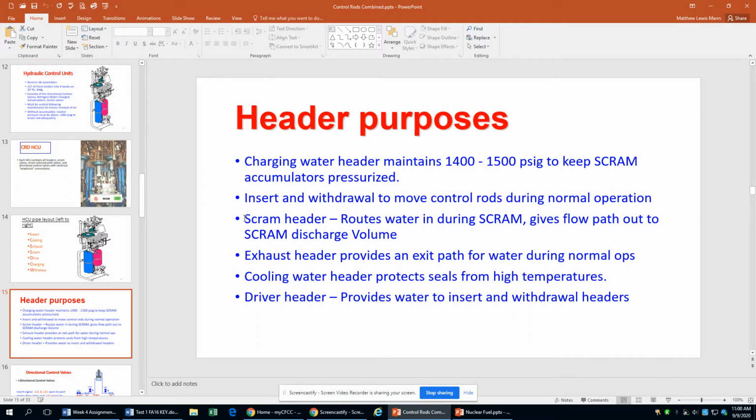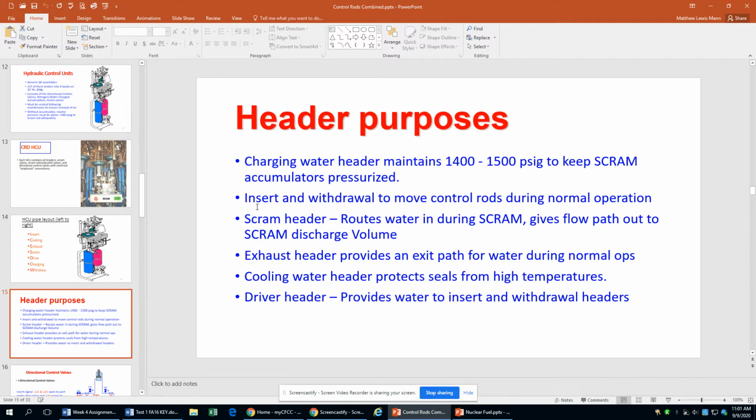And then we have a scram header, and that's going to push all those control rods in at once. So we aren't going to use the normal insert and withdrawal path. We're going to have a special path just to make sure that we get that water in there, or get the control rods in there as quick as possible by pushing them with water. The exhaust header is an exhaust, right? These insert and withdrawal, the water has to go somewhere. Water is not compressible.